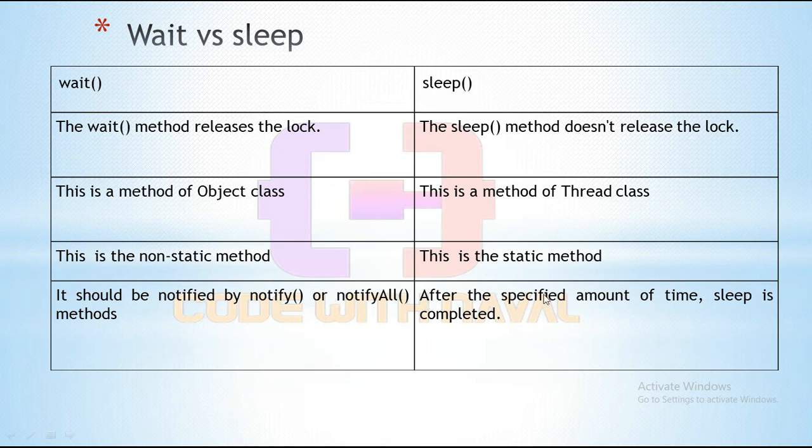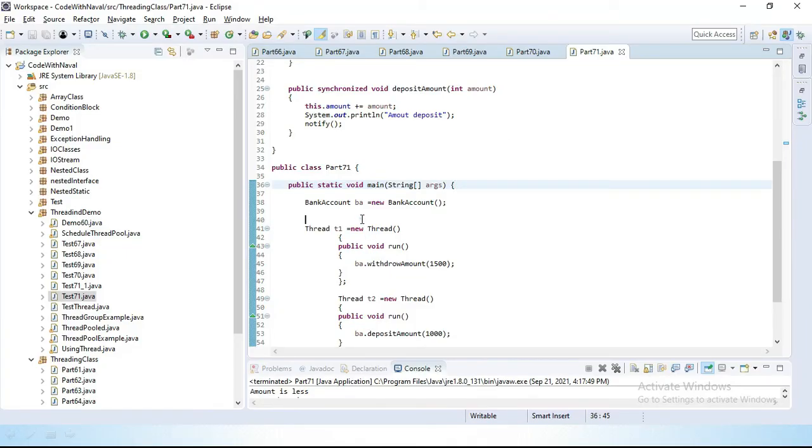But the sleep method sleeps for a specific amount of time, and the sleep completes by itself. The sleep method completes its sleeping in a specific amount of time. This is all the difference between the wait and sleep methods. Let's see what exactly is in the wait method.